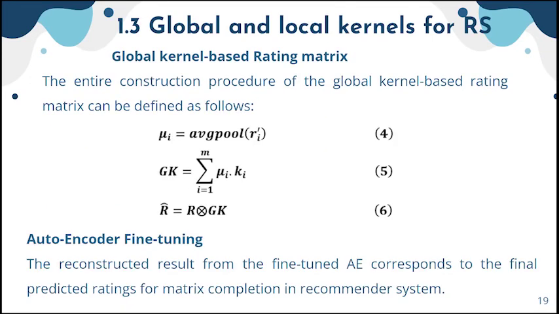After finishing the pre-training step, we come to the fine-tuning step, where we compute the global kernel-based rating matrix. We fine-tune the pre-trained autoencoder with the rating matrix produced by the global convolutional kernel. The whole construction procedure is defined in the following equations 4, 5, and 6.